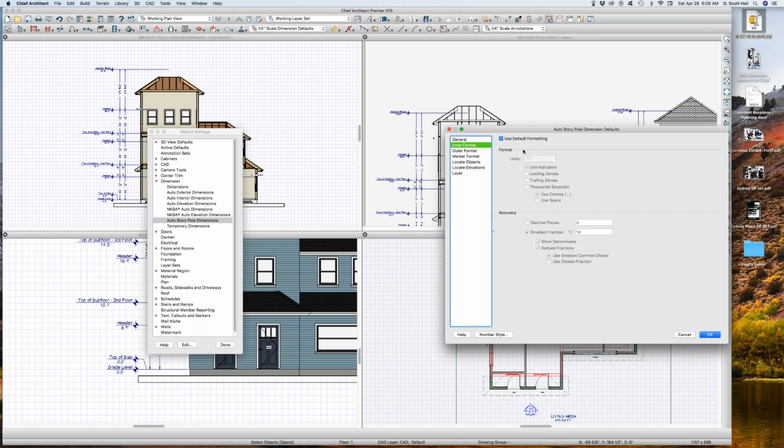Inner format. For my inner format, I'll tell you what I'm going to do. I'm going to do feet and inches, and I'm going to go a ½ inch. That's show denominator, reduce fractions. You figure that out. So I want feet and inches.